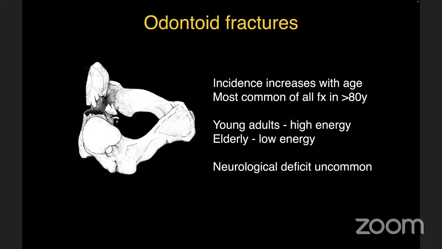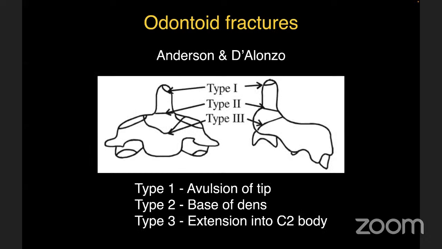It's a very common fracture whose incidence increases as the age increases. In fact, it's the most common fracture that we will detect in patients above 80. And neurological deficits again in this region are not as common. In this Anderson's classification, as we all know, the level of the fracture, whether it is tip, base, or into the C2 body, determines the treatment.